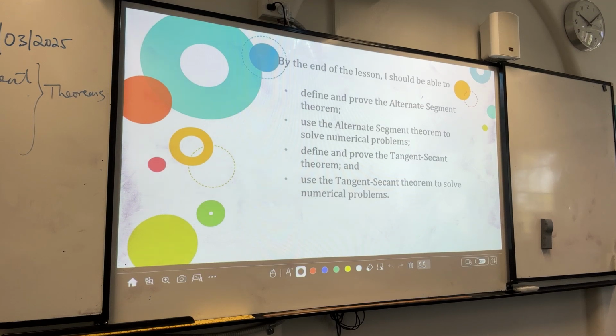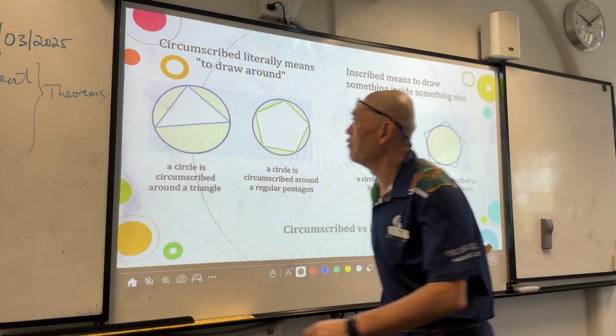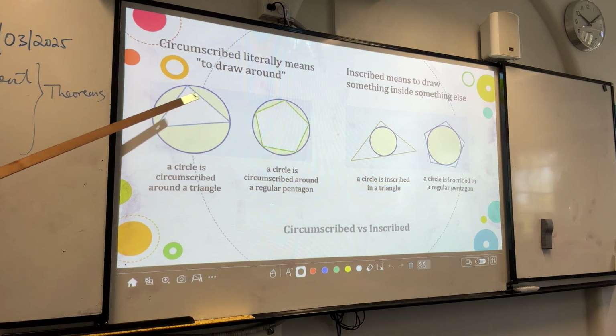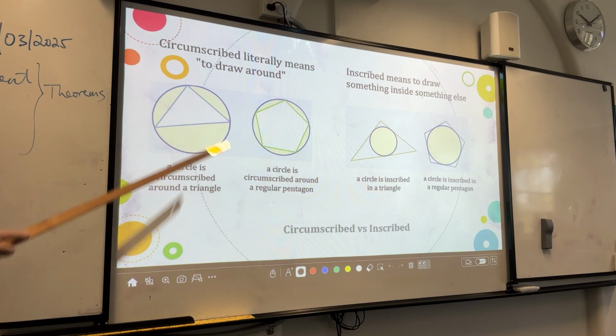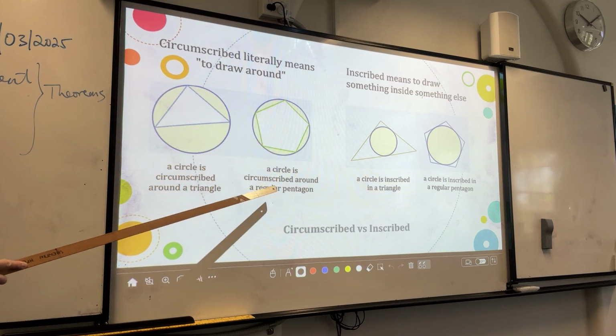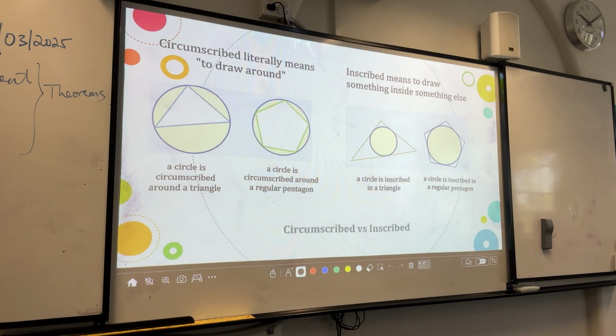Before I start going into the theorem, I would like you to know a couple of things. The two words that I want you to know are circumscribed and inscribed. I think you've come across those two words before, but just to reiterate. Circumscribed literally means to draw around. So you've got a circle that's circumscribed around the triangle. You can see that the vertices are actually touching the circle. And this is a regular pentagon. You can see that a circle is circumscribed around a regular pentagon.